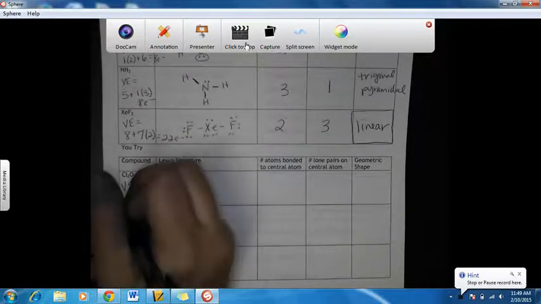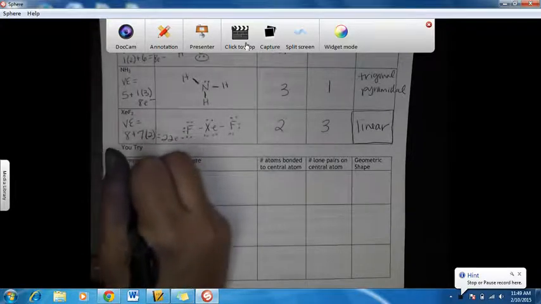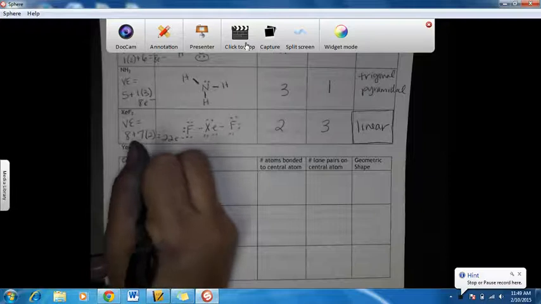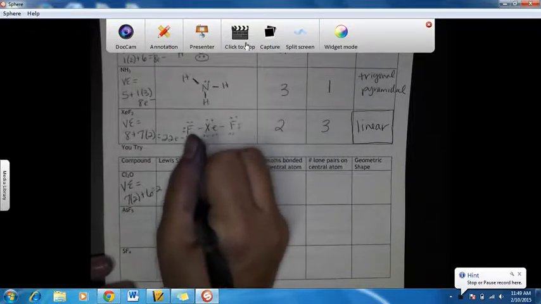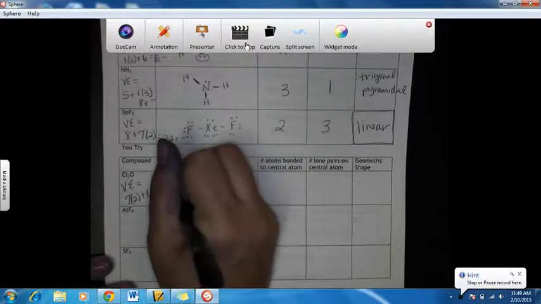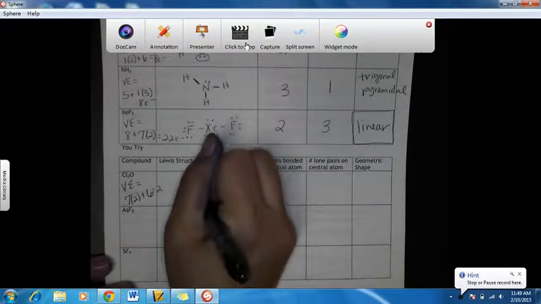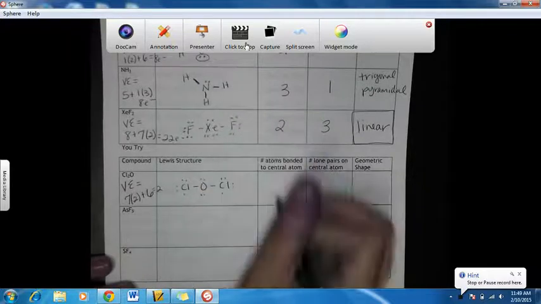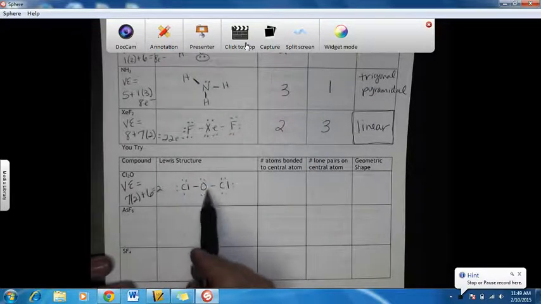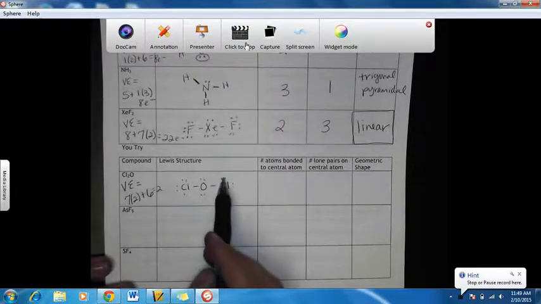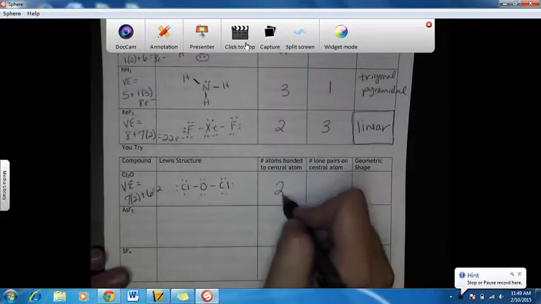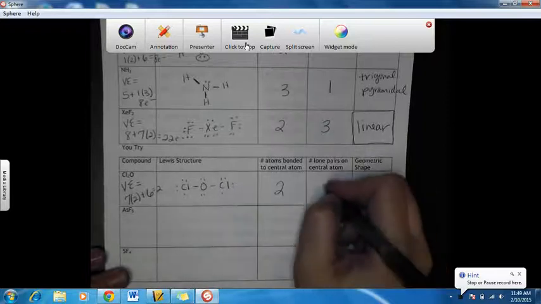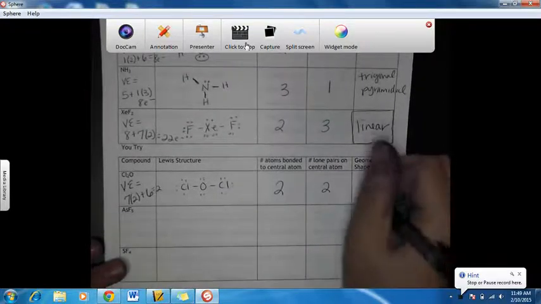Alright, so the valence electrons here, we have 7 times 2 plus 6 gives us 20. Oxygen will go in the center, 2 chlorines around. We give everybody octets. And we count 2, 4, 6, 8, 10, 12, 14, 16, 18, 20. So that's good. We have 1, 2 atoms bonded to the center, and 2 lone pairs. That's just like water, so that's going to be bent.